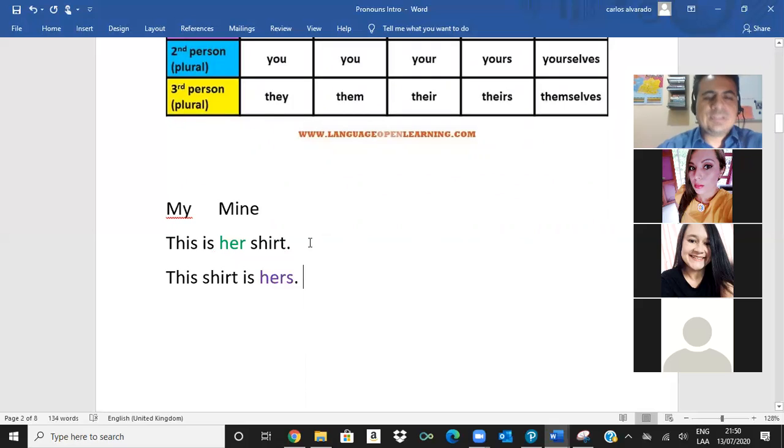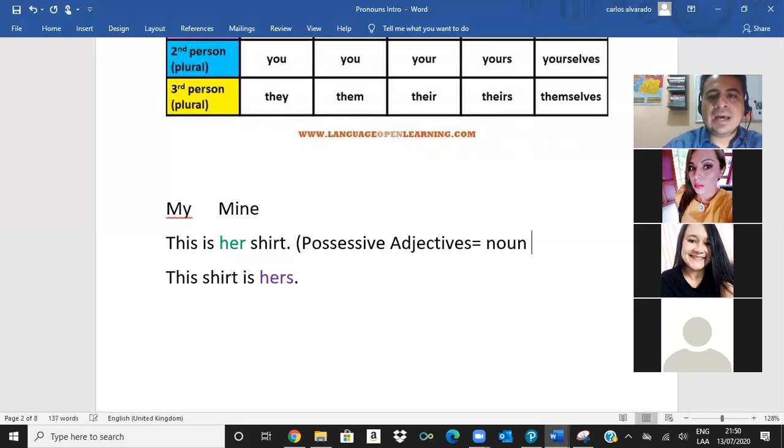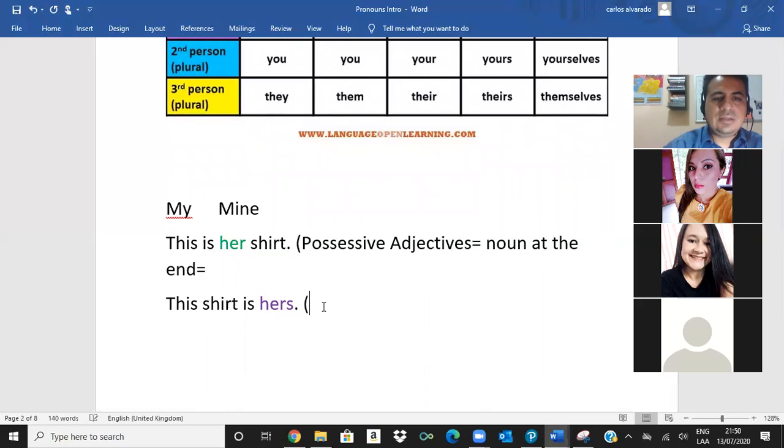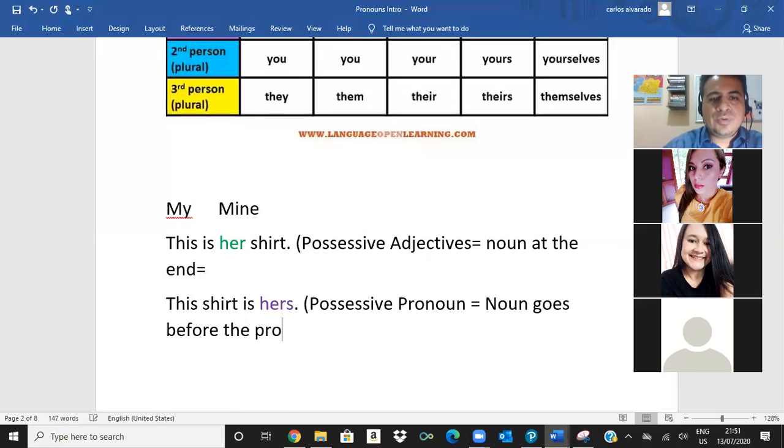Okay. So, entonces el primero es lo que conocemos como el possessive adjective. Okay. Normalmente el noun de lo que estoy hablando va at the end, es decir, al final. Then I have the last one. Okay. This shirt is hers. Este se llama possessive pronoun. Okay. And usually, espérame que voy a configurar mi teclado. Okay. Usually, okay, the noun goes before the pronoun.